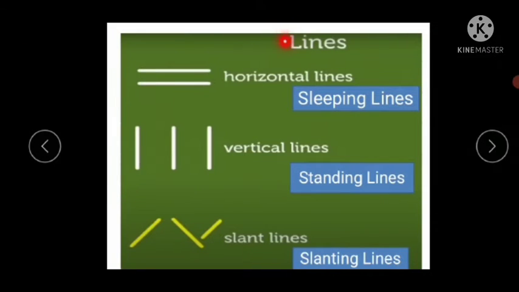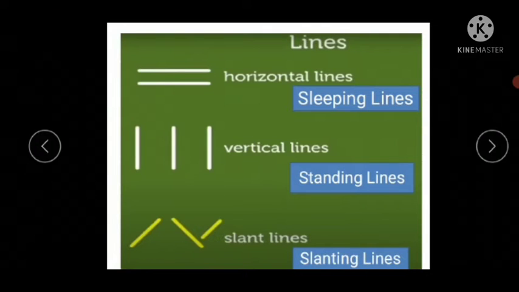See, this is sleeping line. We can also call this horizontal lines. Sleeping line is also called horizontal lines. Next one, that is standing lines. This is also called vertical lines. Next one, that is slanting lines. See, you can see different types of slanting line, left slanting and right slanting.